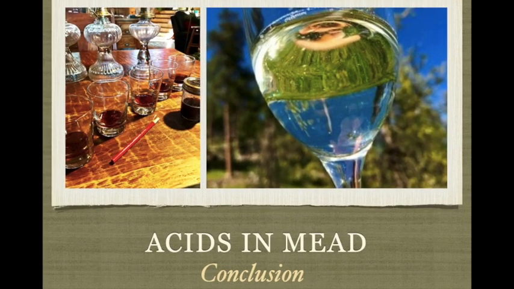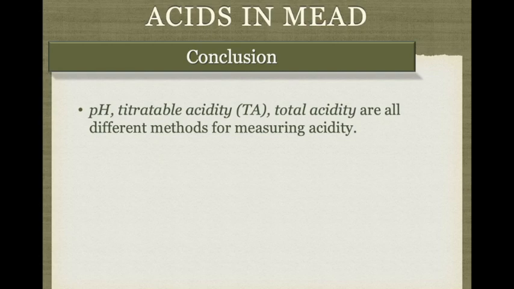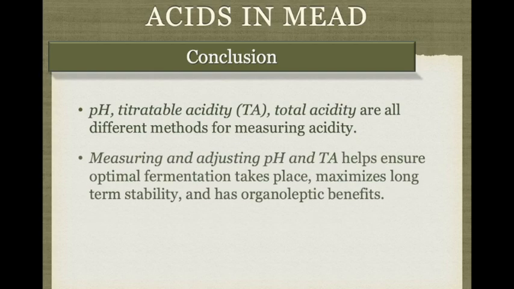So to conclude, acids in mead. pH, titratable acidity, and total acidity are all different methods for measuring acidity. They're related, but they're not the same. There are slight differences between them. They're all useful depending on exactly what your reason is for measuring and what you're planning to adjust for.